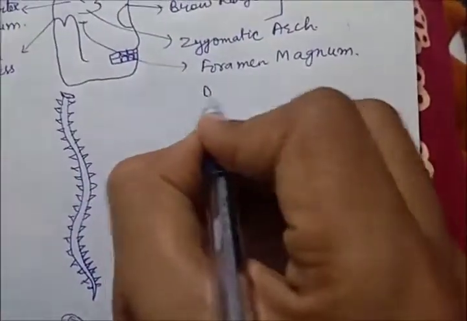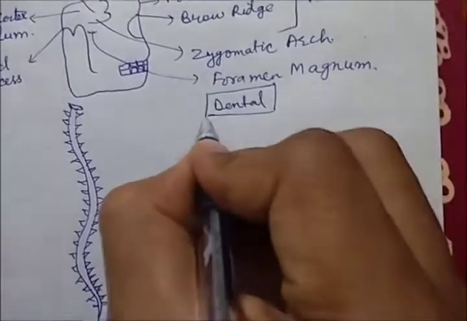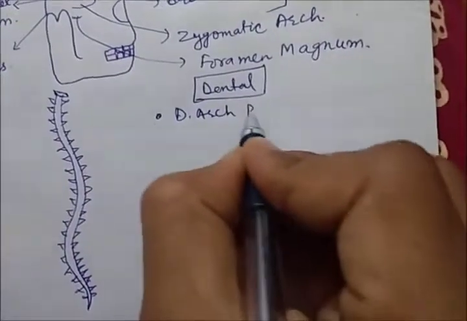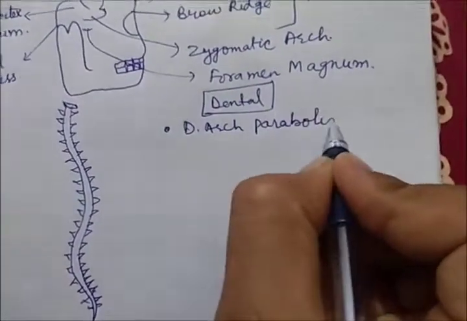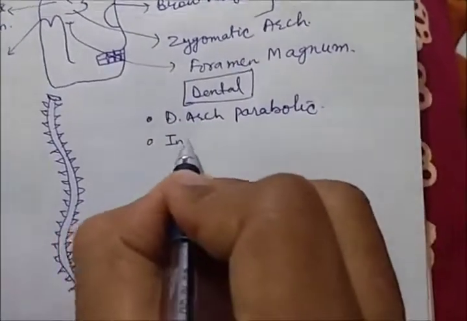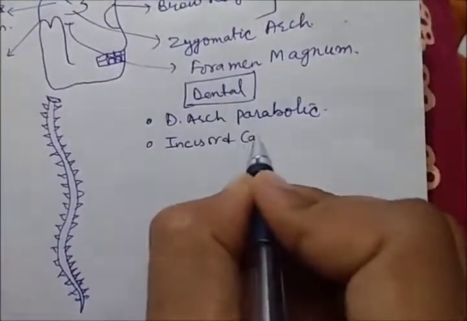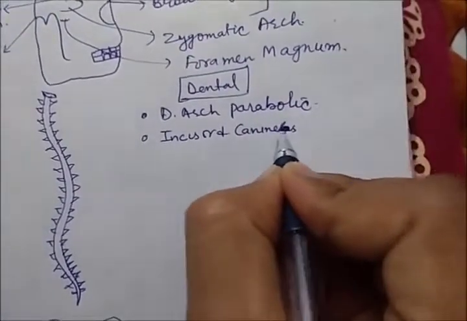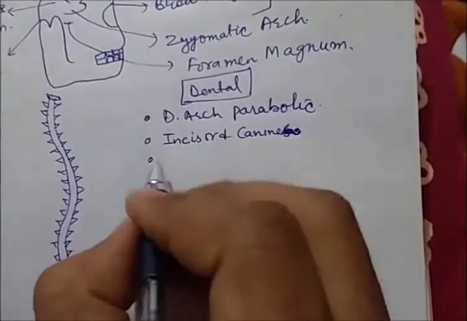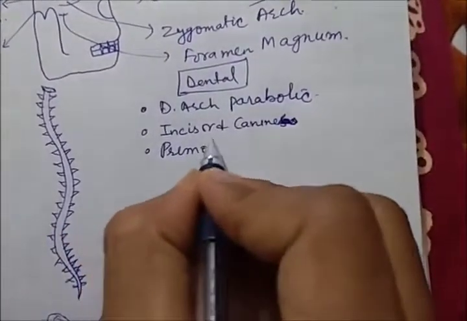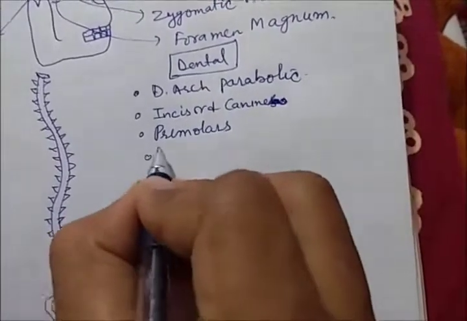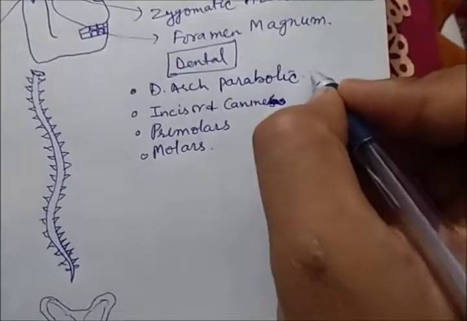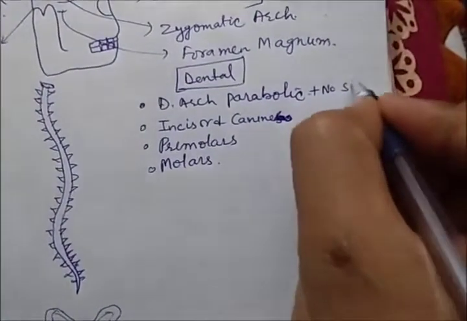Most of these features are related to Australopithecus africanus. So the dental arcade is parabolic in shape and without a simian shelf, just like humans. Other features are related to incisors and canines, then premolars and molars. So in the dental arcade, I already told you it's parabolic and it has no simian shelf and it resembles humans.